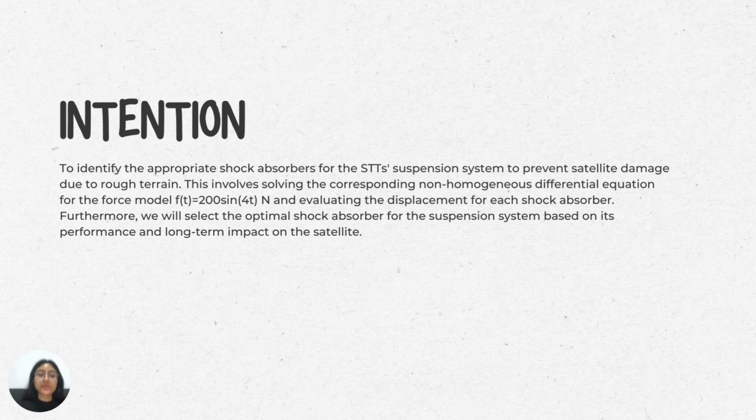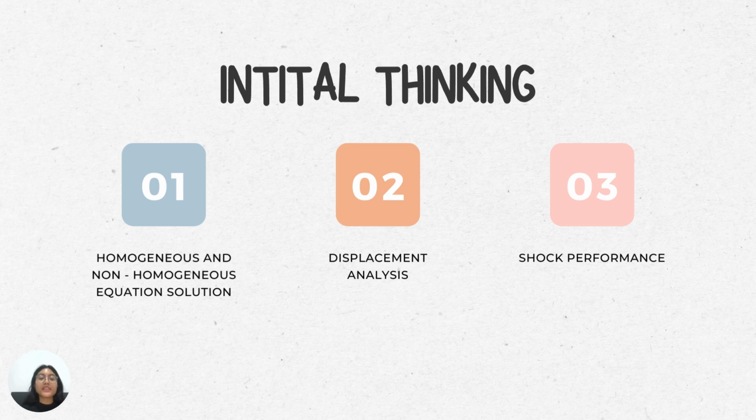The intention of this problem is to identify the appropriate shock absorbers for the STT suspension system to prevent satellite damage due to rough terrain. This involves solving the corresponding non-homogeneous differential equations for the first model F(t) = 100 sin 40t and evaluating the displacement for each shock absorber. Furthermore, we will select the optimal shock absorber for the suspension system based on its performance and long-term impact on the satellite. The initial thinking of this problem is homogeneous and non-homogeneous equation solutions, displacement analysis, and shock performance.